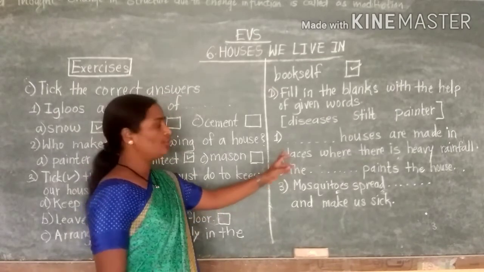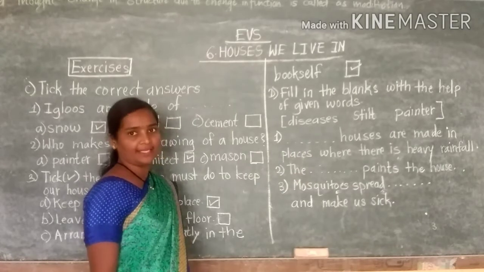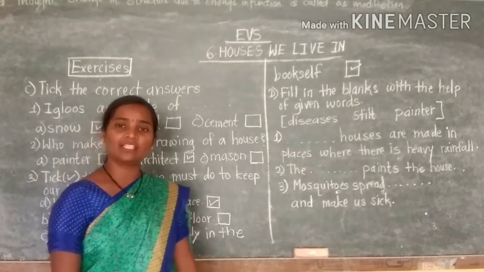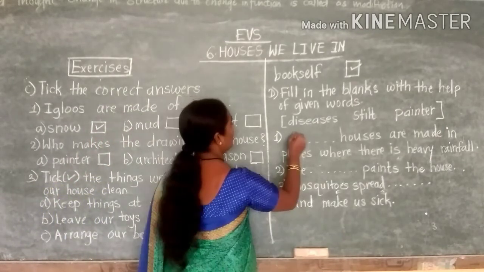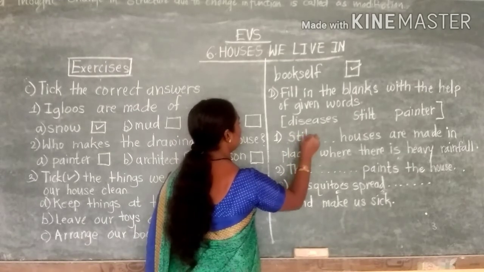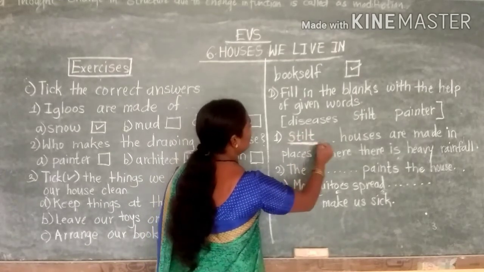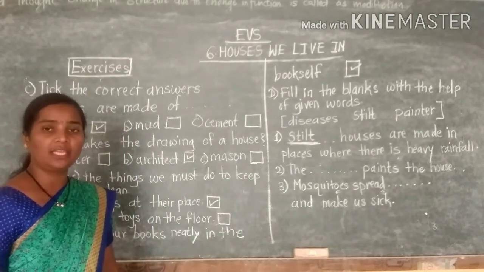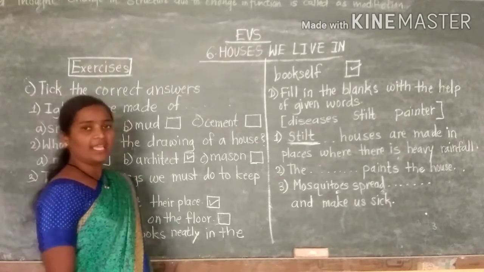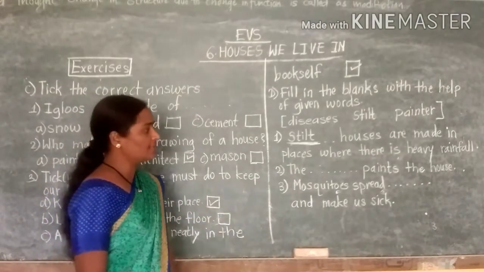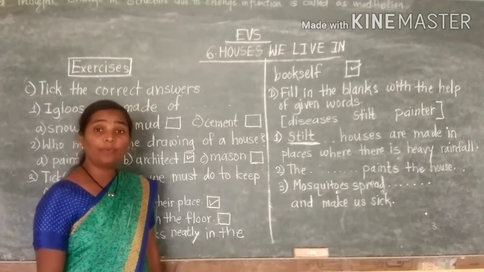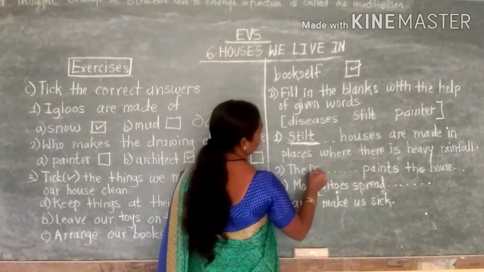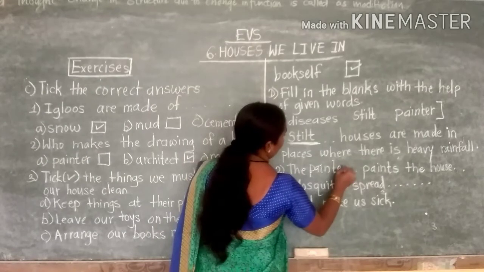Here first, dotted houses are made in places where there is a heavy rainfall. Which houses are there? Correct. Steel houses are made in places where there is a heavy rainfall area. Second, the dotted paints the house. Who paints that house? Correct. Painters. The painters paint our house.